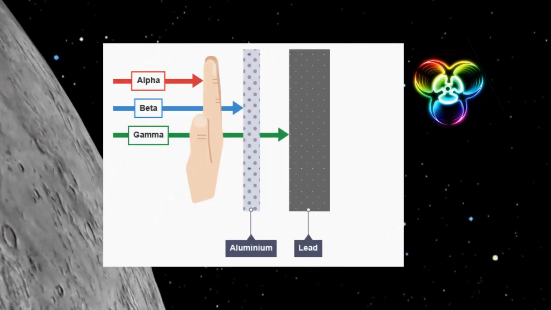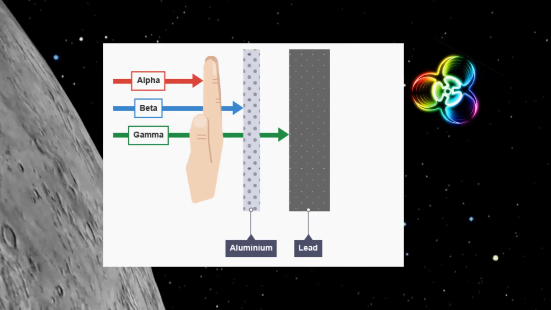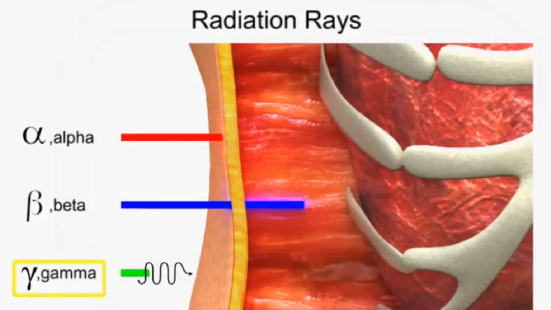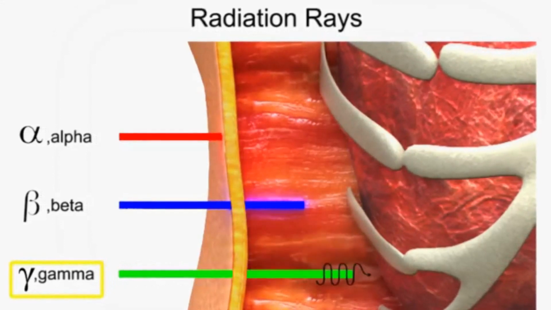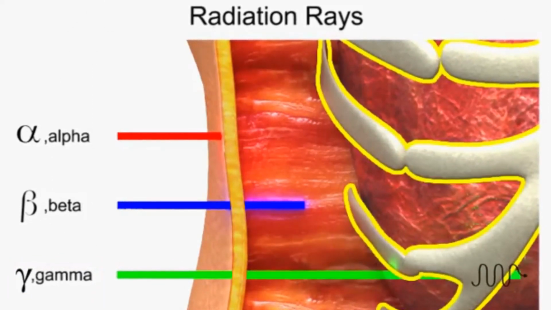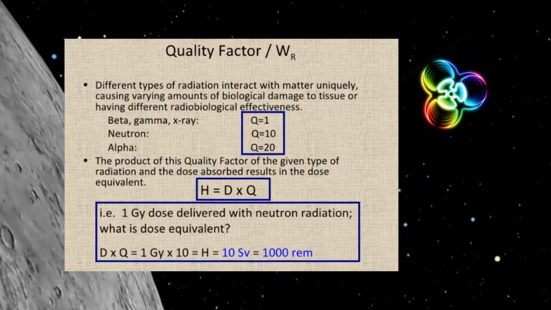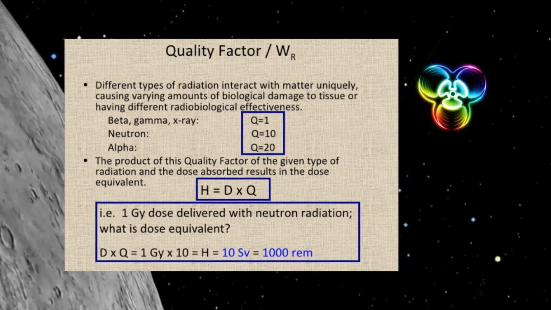Alpha and beta are forms of particle radiation that are relatively easy to stop. Even though gamma radiation is assigned the lowest Q factor, it can be the most penetrating, causing enormous harm to astronauts depending on its energy. Therefore, 1 Gy of alpha radiation is 20 times more harmful than 1 Gy of beta or gamma radiation.